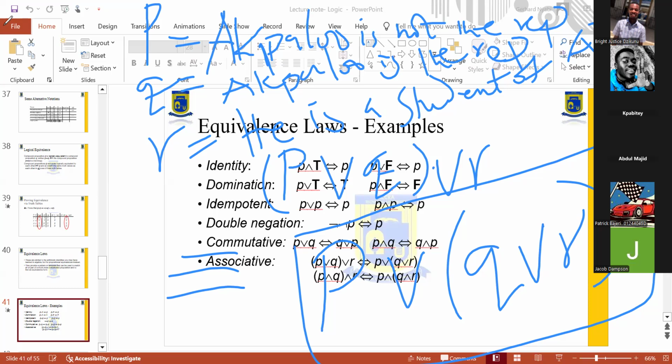I'll consider it small. The last one, so that we end this section. Either Akpalu is the rep, or Akpalu is not the rep, or he is a student of ATU. Simple. Either Akpalu is what?